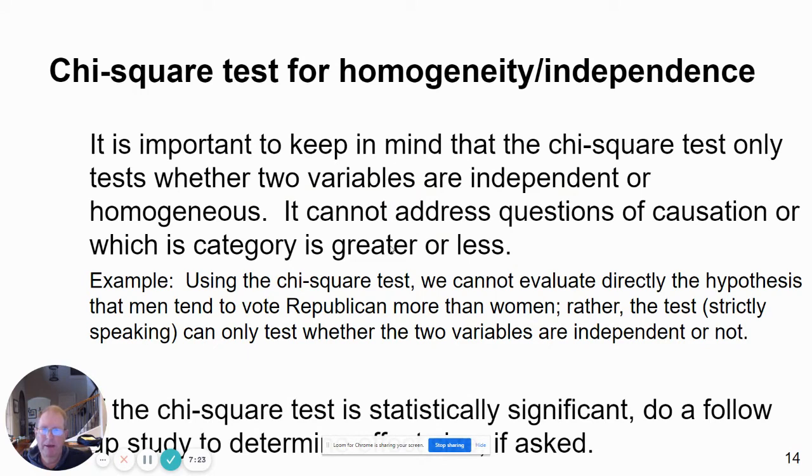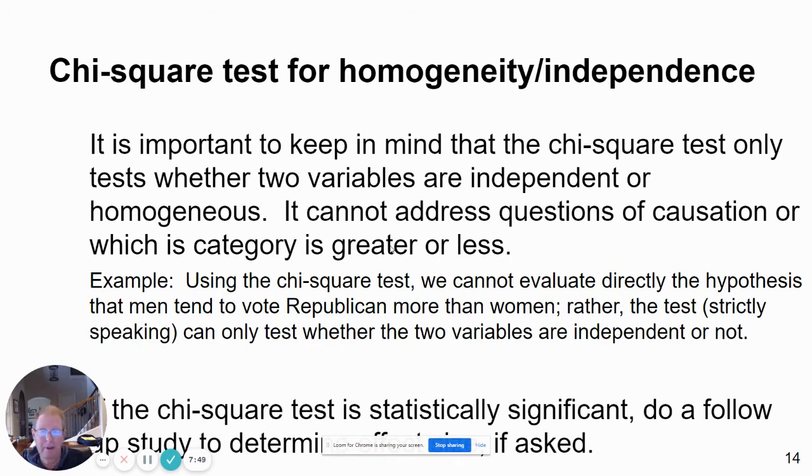Keep in mind that the chi-squared tests only whether 2 variables are independent or homogeneous. It cannot address questions of causation, and it cannot check whether a category is greater than or less than. Strictly speaking, the chi-squared test only tests whether 2 variables are independent or not, whether they are homogeneous or not.